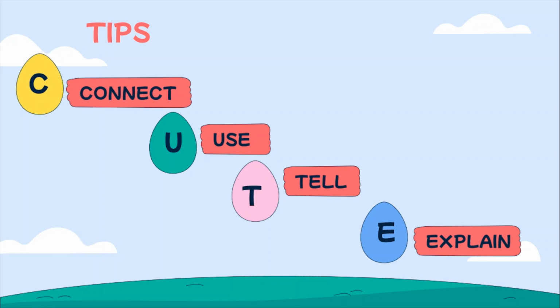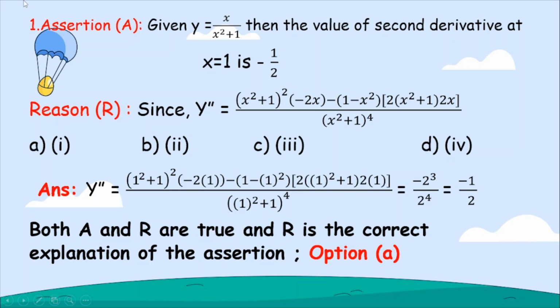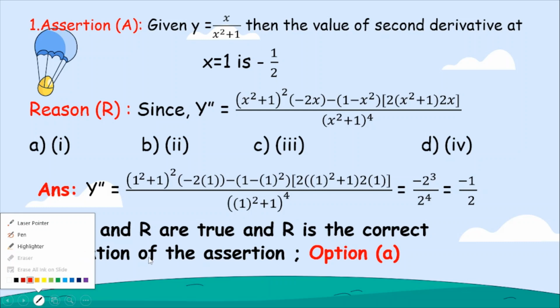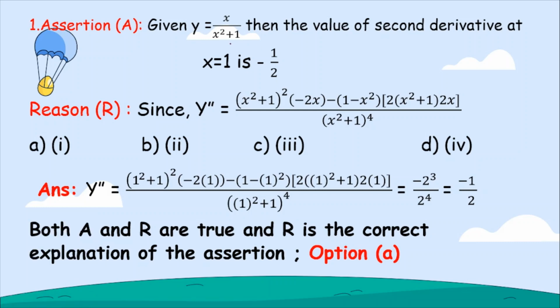Questions regarding differentiation. Question 1. The assertion A is given: y is x by x square plus 1, then the value of the second derivative at x equal to 1 is minus half. Here they gave us a function, and they asked for its second derivative. We have to differentiate it twice, and then apply 1 in place of x so that the value will become minus half.